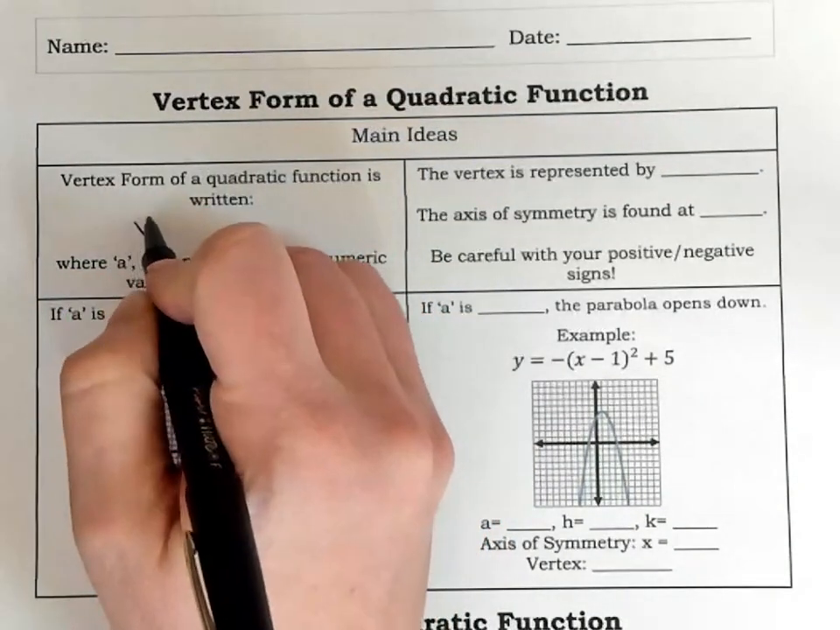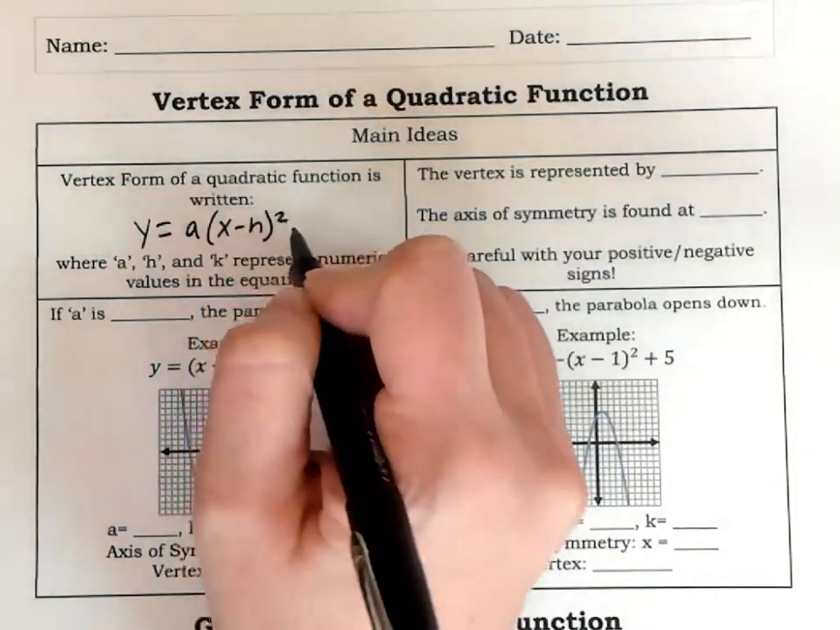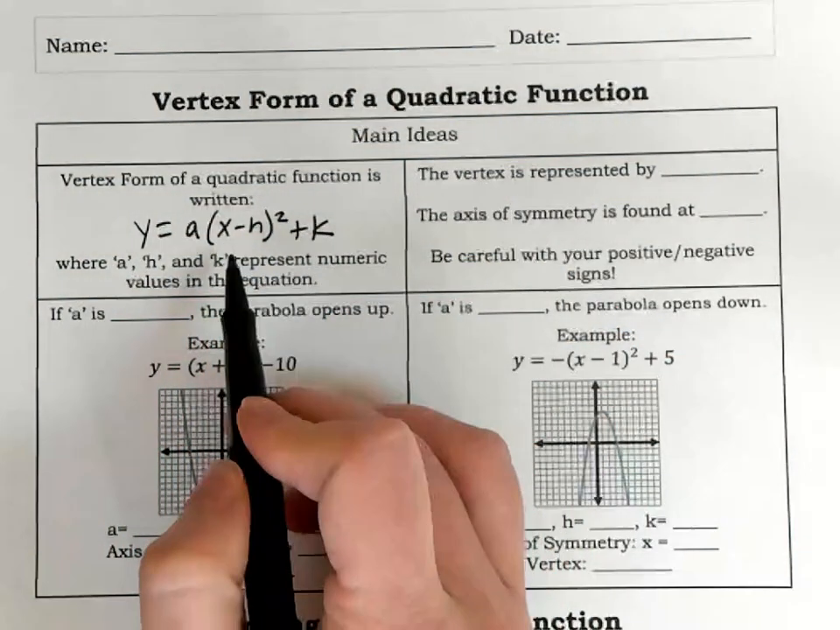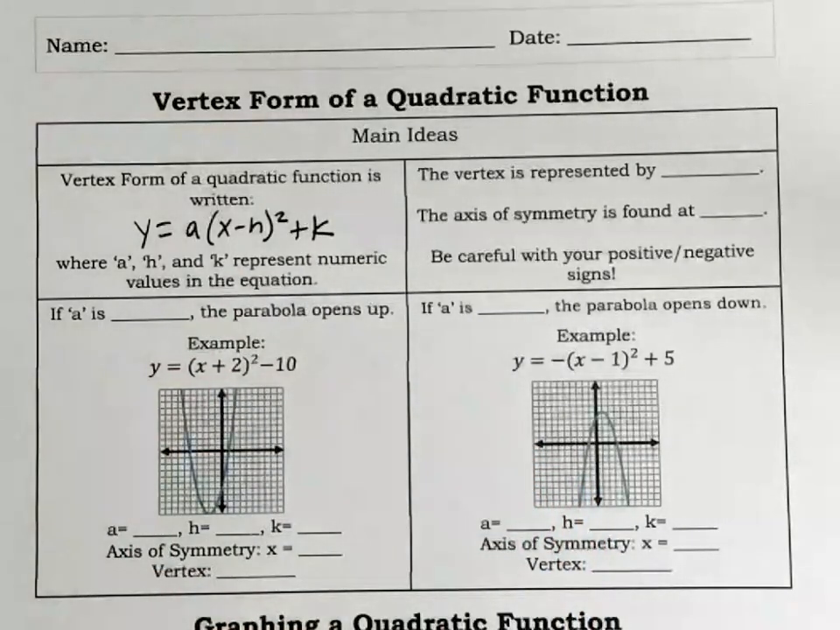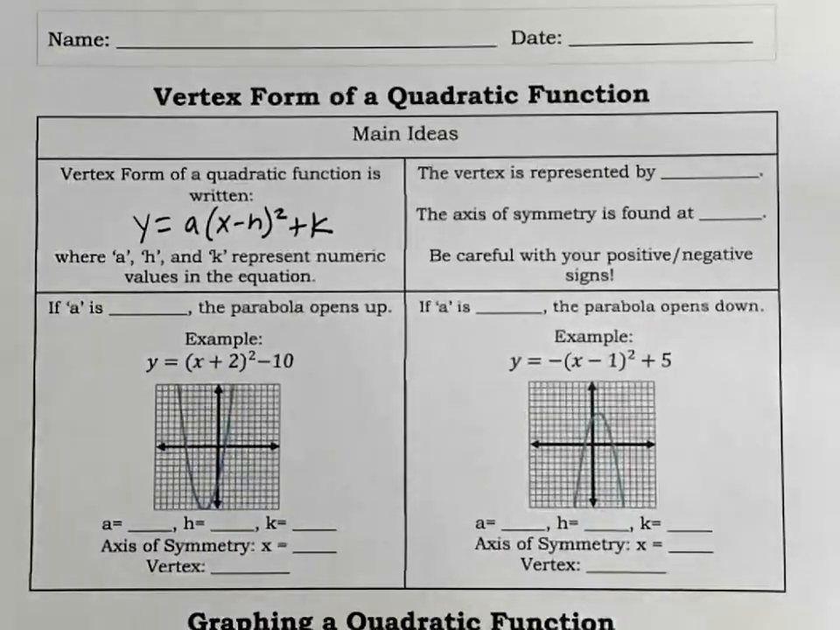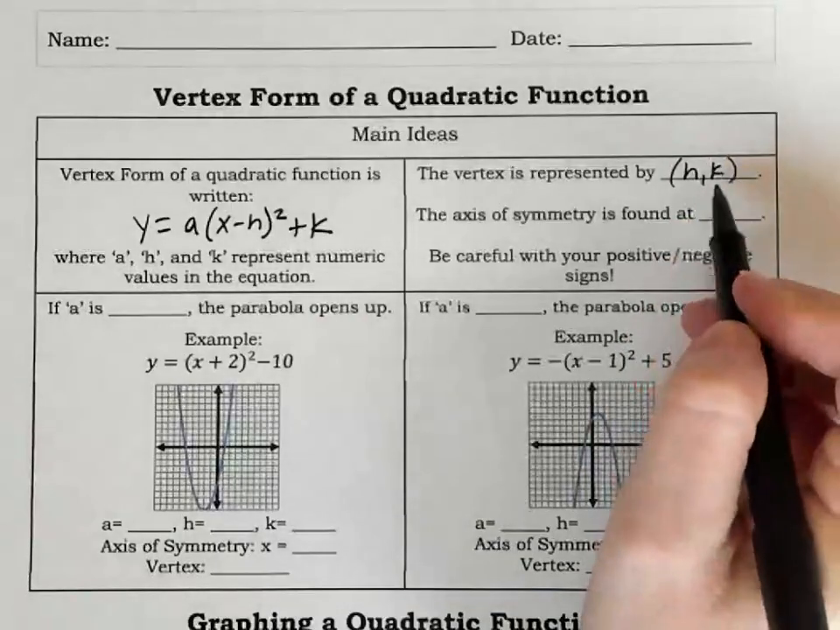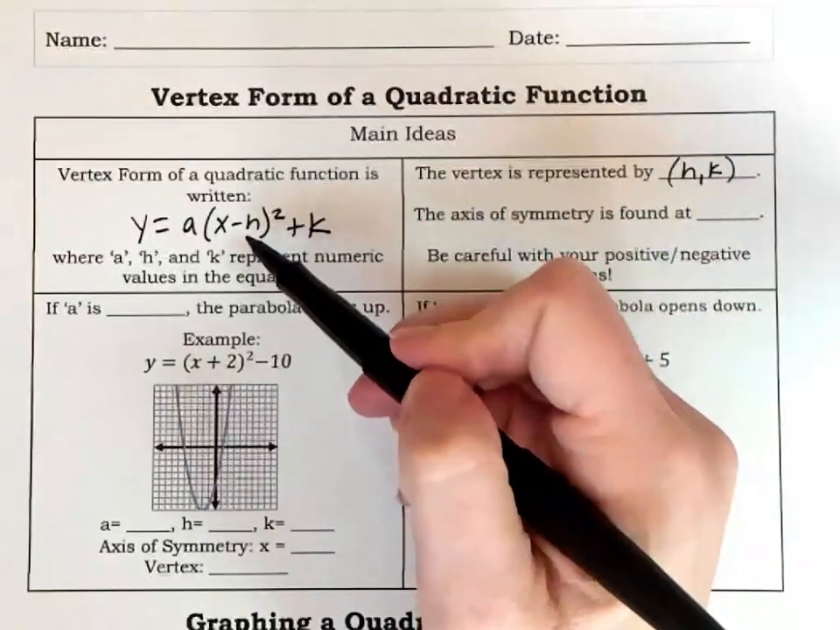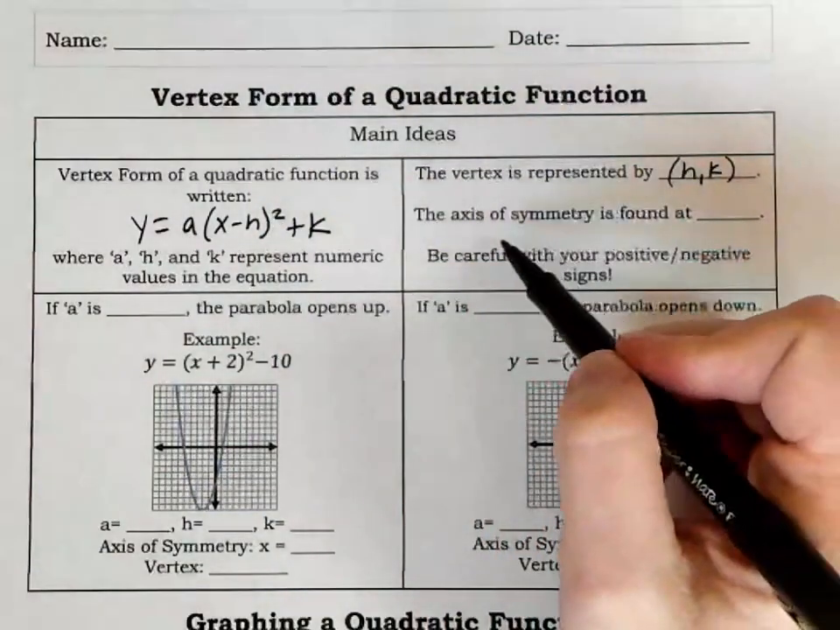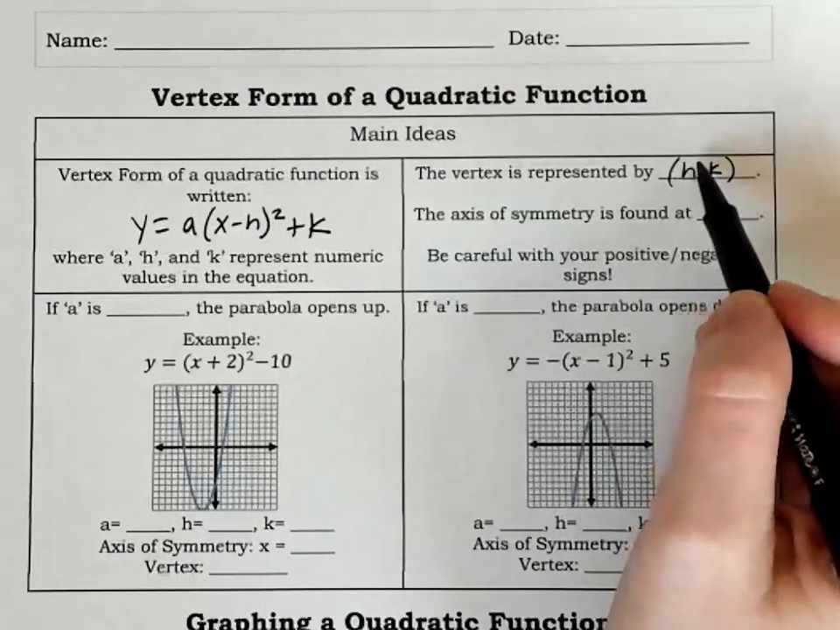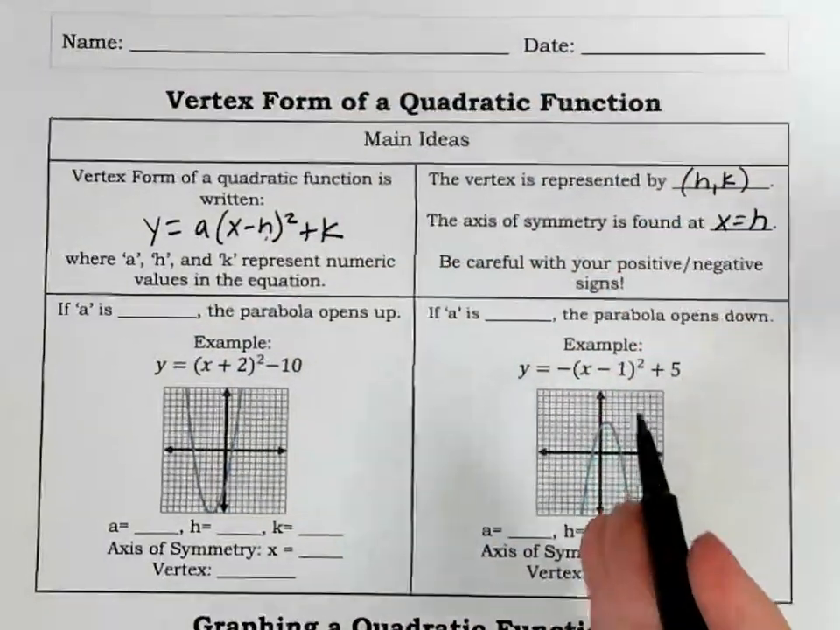It's written in the form y is equal to a multiplied by the difference of x and h squared plus k, where a, h, and k are just numeric values that represent different parts of that form. So the vertex is represented by h comma k. The actual ordered pair comes straight from the vertex form, where h is here and k is here. The axis of symmetry is, of course, just that x value, so x is equal to h. Whatever your h value is, that's where we're going to draw that vertical line.